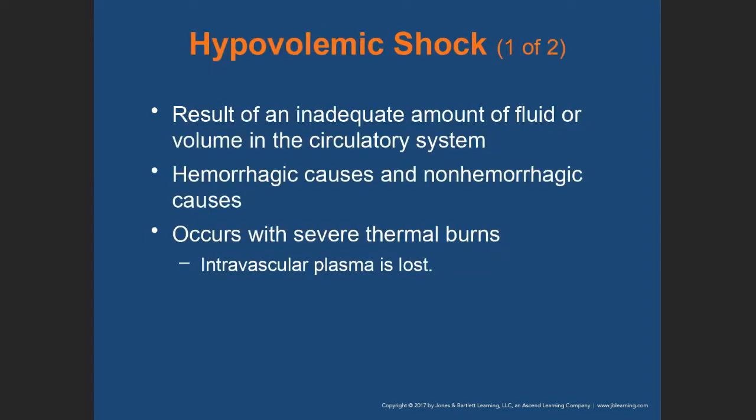All right, so that's distributive shock. Let's look at hypovolemic shock. This is where we start to look at the blood volume, which is the blood and the plasma. It is the result of an inadequate amount of fluid or volume in the circulatory system. It can be hemorrhagic and it can be non-hemorrhagic. Non-hemorrhagic occurs with severe thermal burns where intravascular plasma is lost.